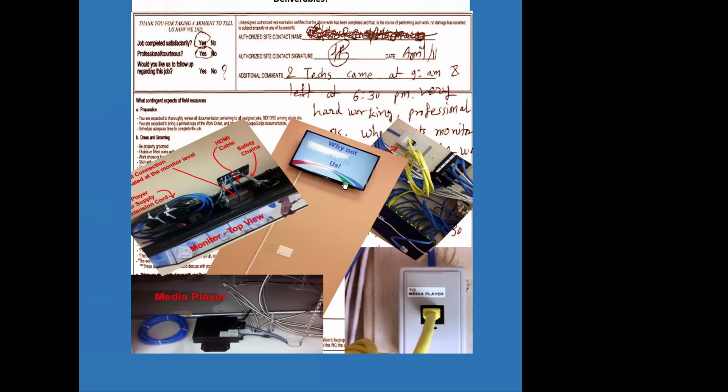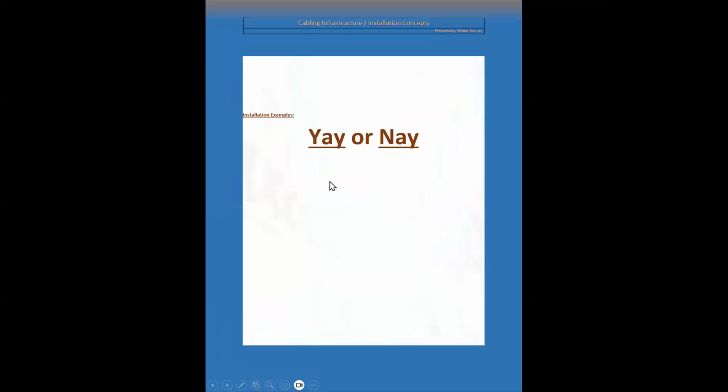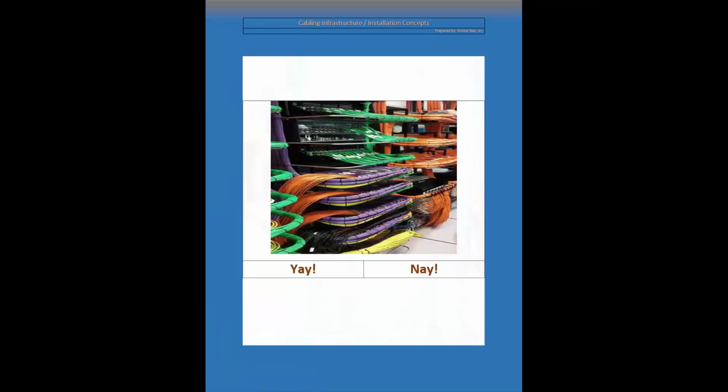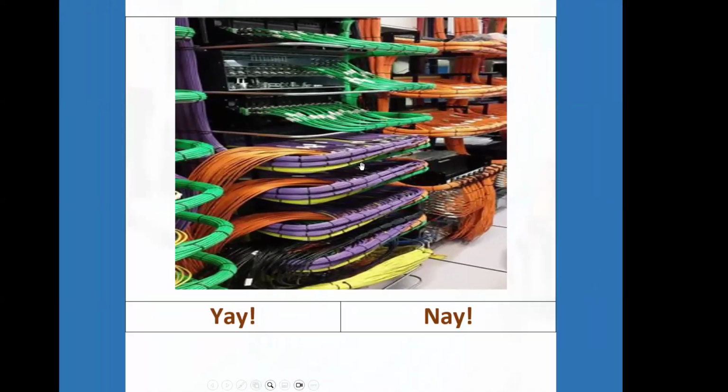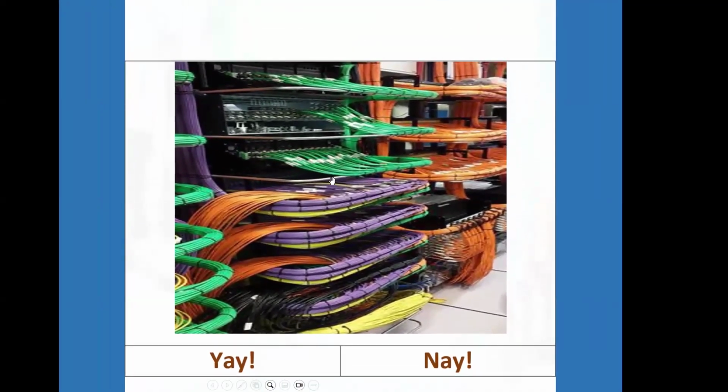A couple of examples. You decide whether this thing is done properly or not. So, installation examples, and I call this thing yay or nay. Now here you can see a nicely installed data job. Wires are being pulled. Look, for crying out loud, they're color coded. That's more than amazing.